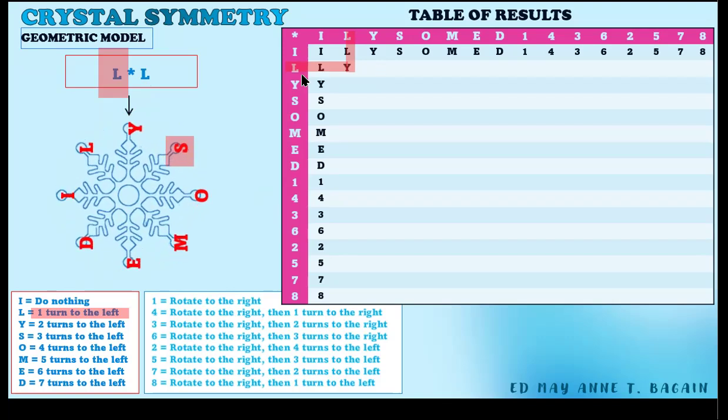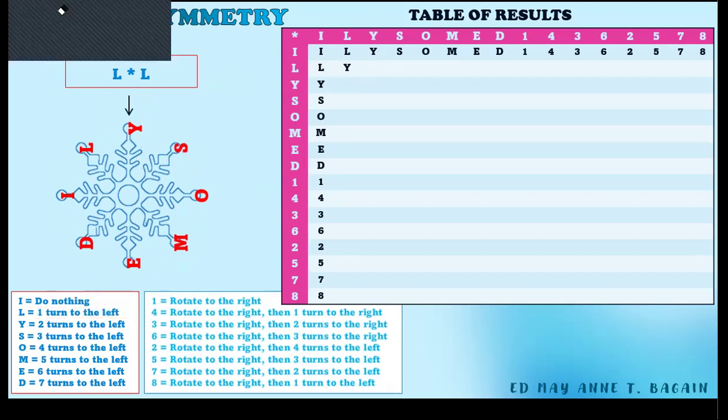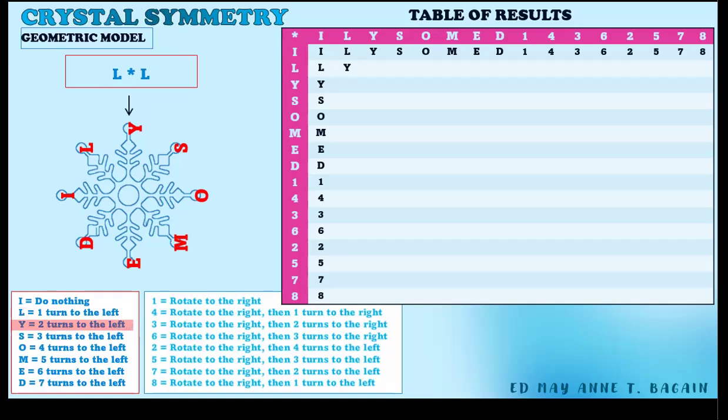And now let's check the next one. We have the L star Y. So you're already looking at the L, and then we will do the move for Y, which is two turns to the left. And what would be the answer? Let's check.